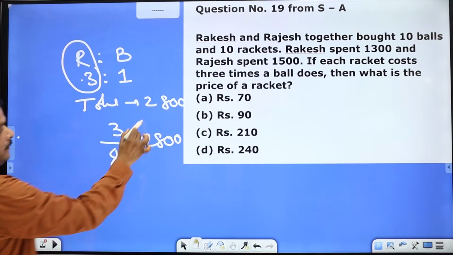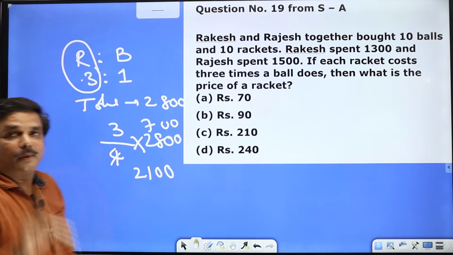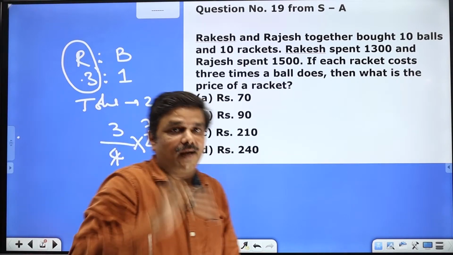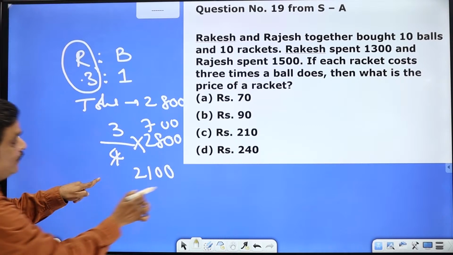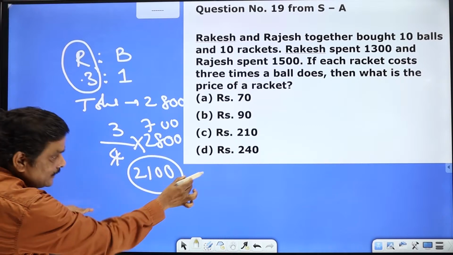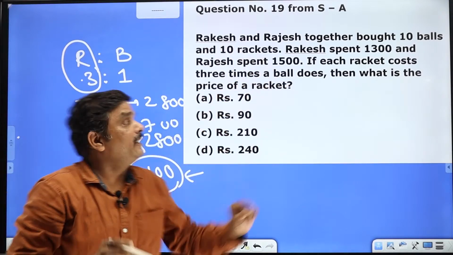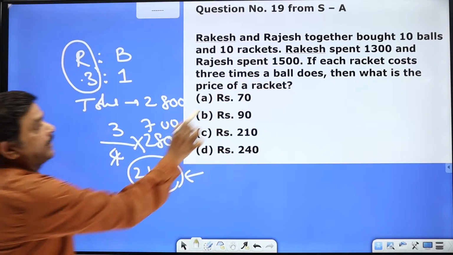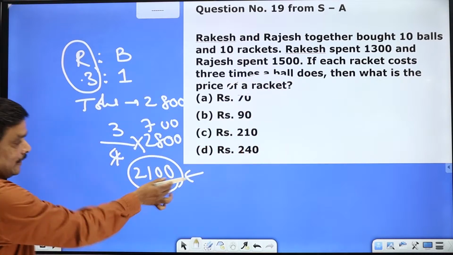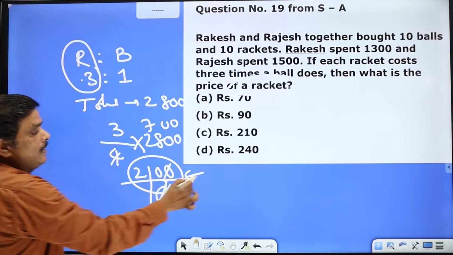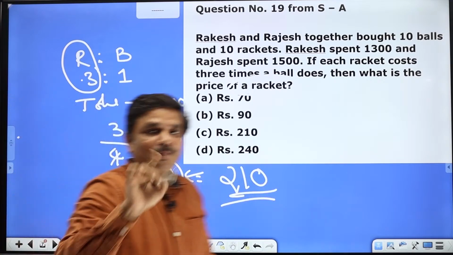So it is 2100. But don't go for the answer here itself because it's not the final one. I got the figure of 2100, and this is the cost of how many rackets here? 10 rackets. I need to find out the price of a single racket, only one. So here that is divided by the total quantity. My answer is 210. Have you got the idea? How simple this is, students.